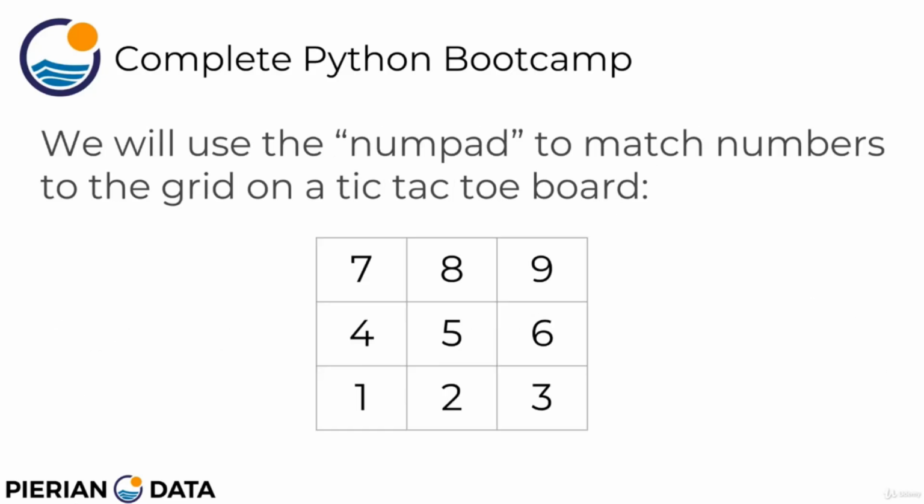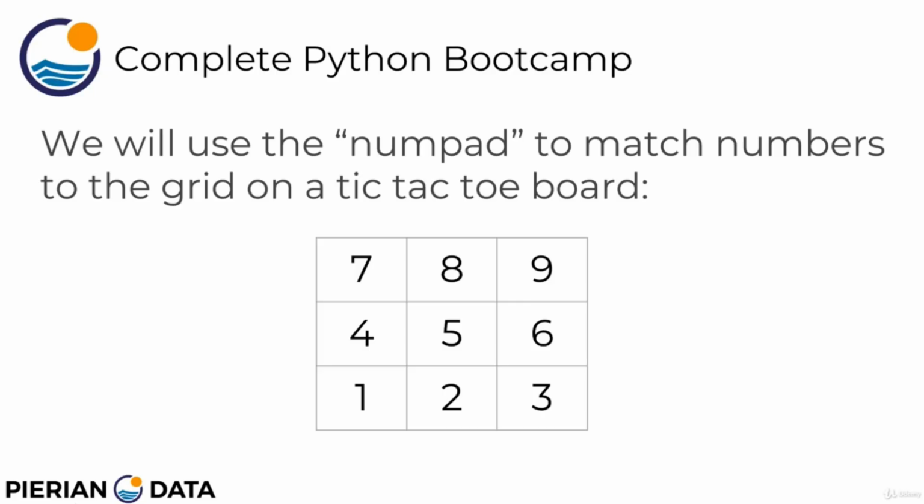Now let's describe the actual idea here of taking keyboard input and converting that into something that corresponds with a tic-tac-toe board. We're going to be using the idea of a number pad. So if you have a larger keyboard, often it has a number pad to the right of it. And we're going to match those numbers to the grid on a tic-tac-toe board. And it's up to you which way you want your number pad to go. On a keyboard, it looks like this, 1, 2, 3 at the bottom, 7, 8, 9 at the top.